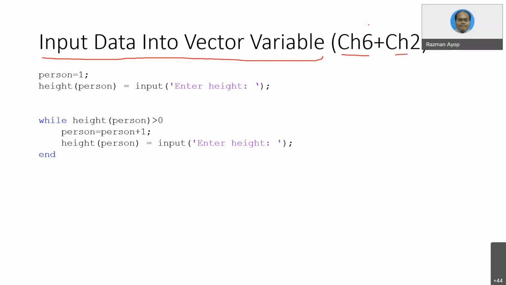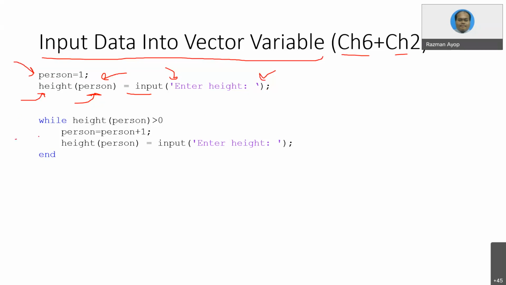Basically, instead of just inserting a variable here, you have to put a vector, the location, the index of the vector. That is how you create a vector variable input. You start with 1, person number 1, and the height for person number 1 equals input. Don't forget to put the open bracket, and then this is the input.